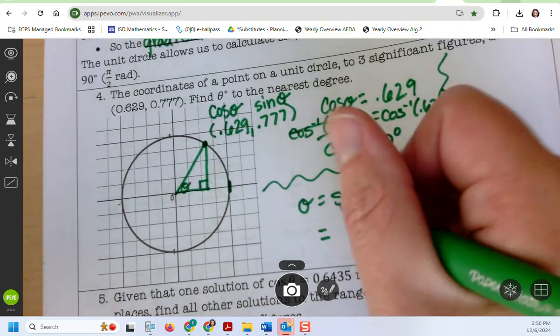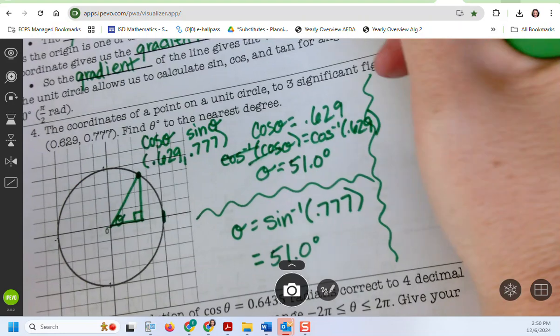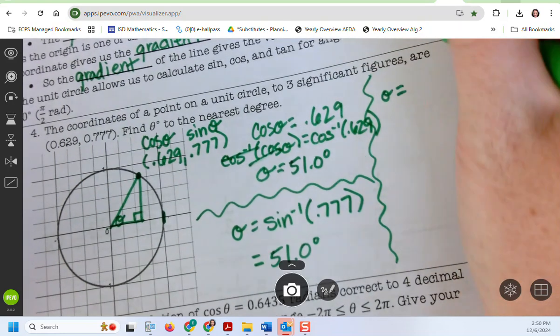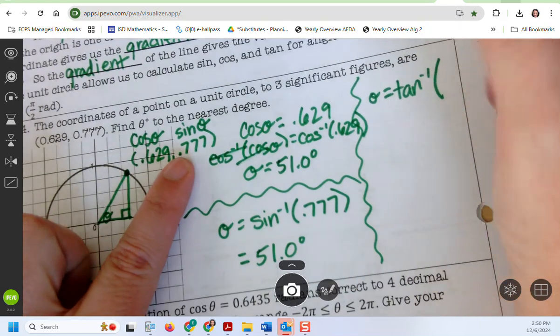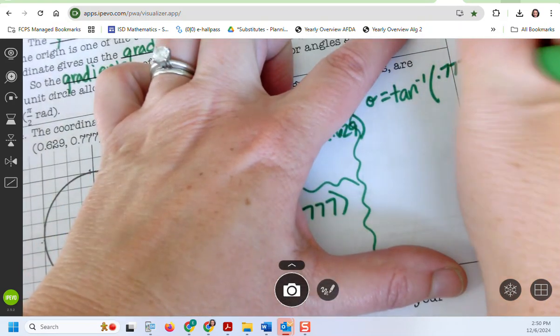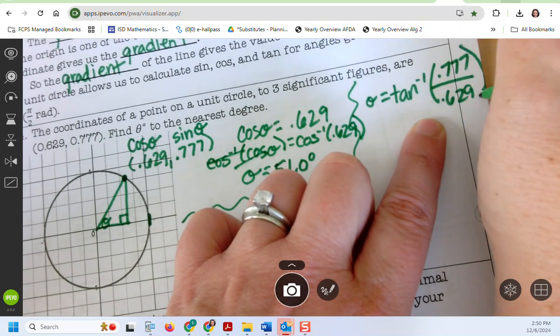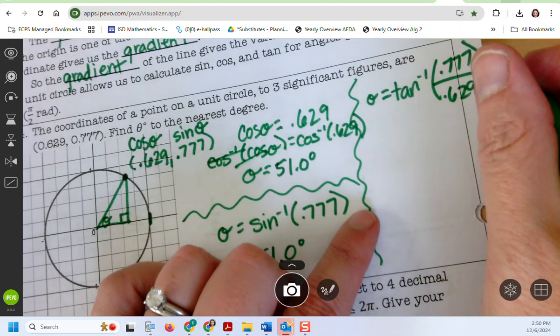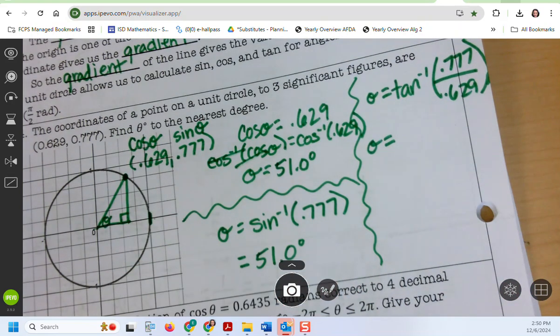Yeah. And you can also do this problem with inverse tangent. So theta can also be inverse tangent of y over x. So 0.777 over 0.629. And if you do that, you should not be surprised to find out that the angle is still how many degrees? 51, yeah. Sorry, now it got bright again.